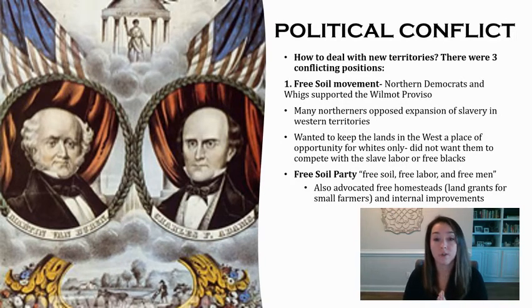So let's start with these new territories. We're moving westward. The United States has annexed Texas. They've gone to war with Mexico and obtained the Mexican cession, so present-day California, New Mexico, Arizona, Colorado, etc. And there are basically three conflicting positions on how the existing states and leaders and the people view solving this problem. So one is going to be the free soil movement.